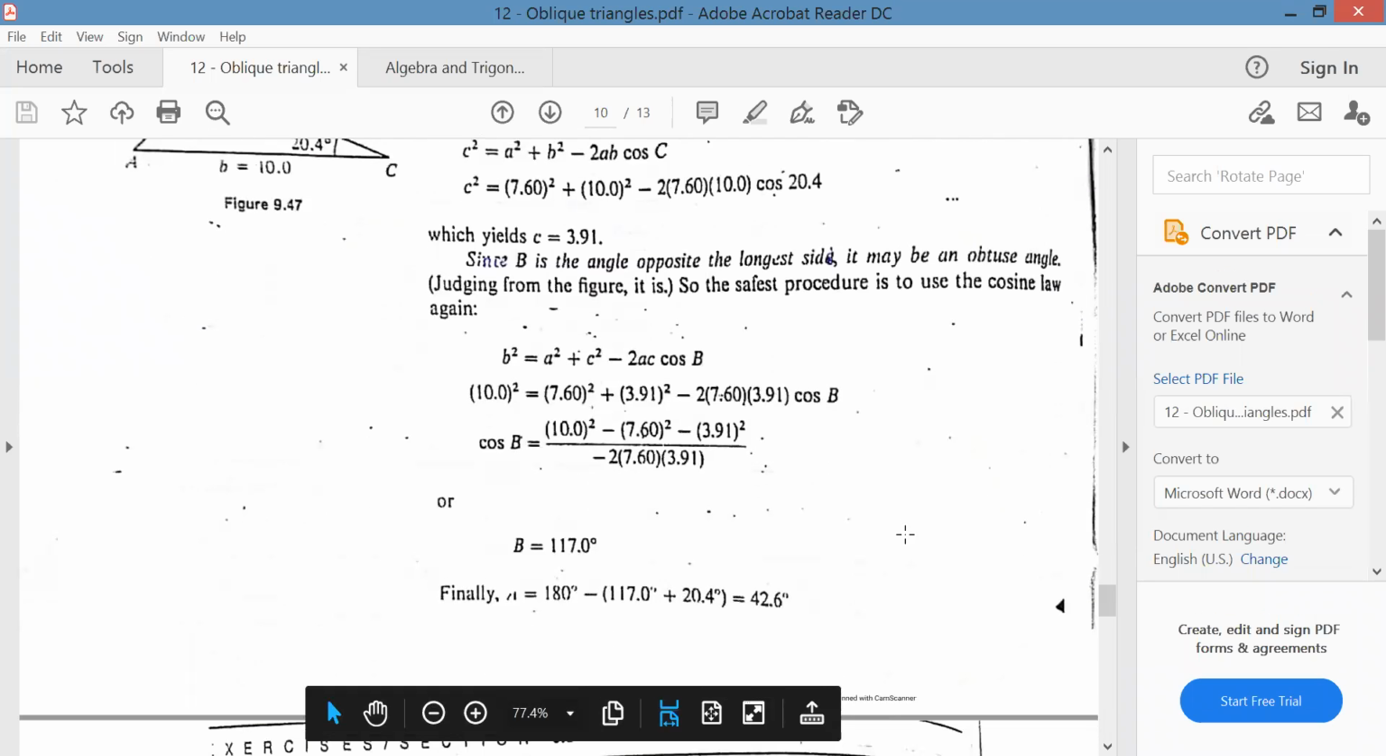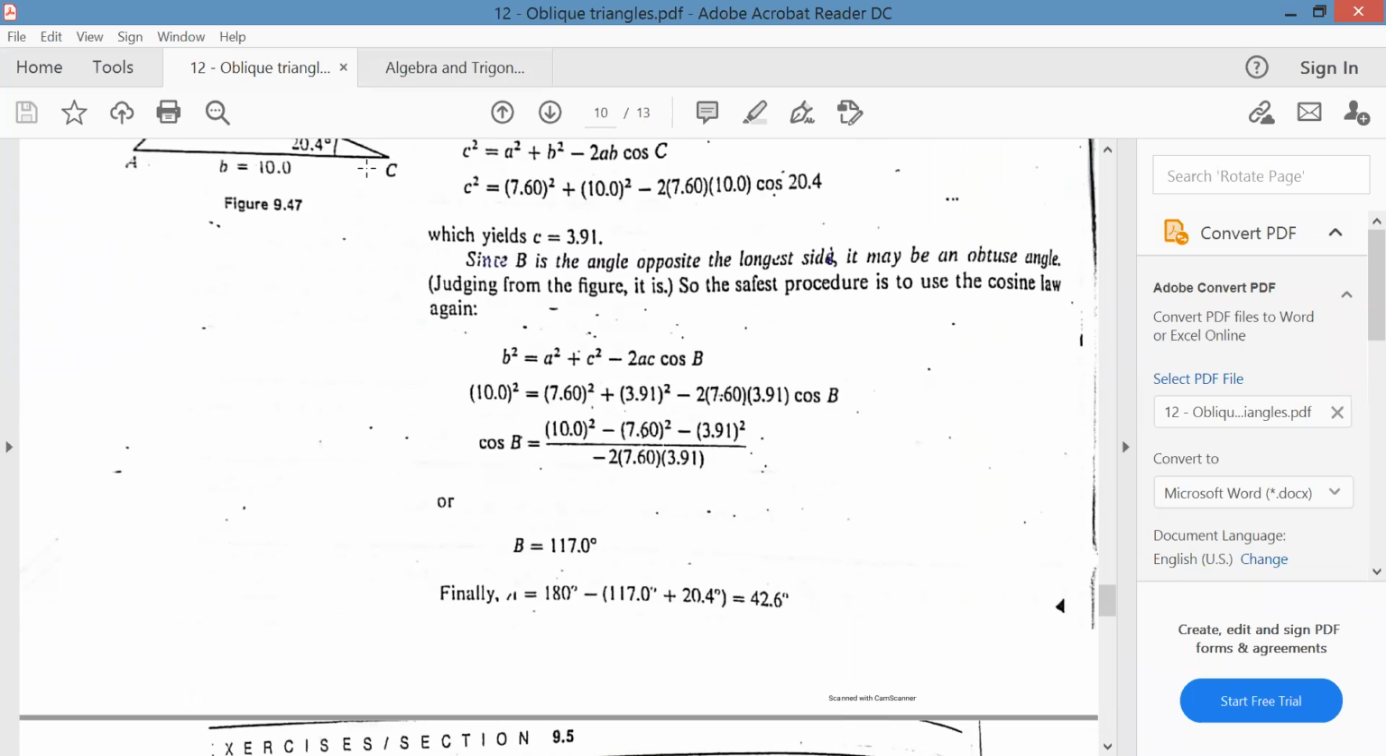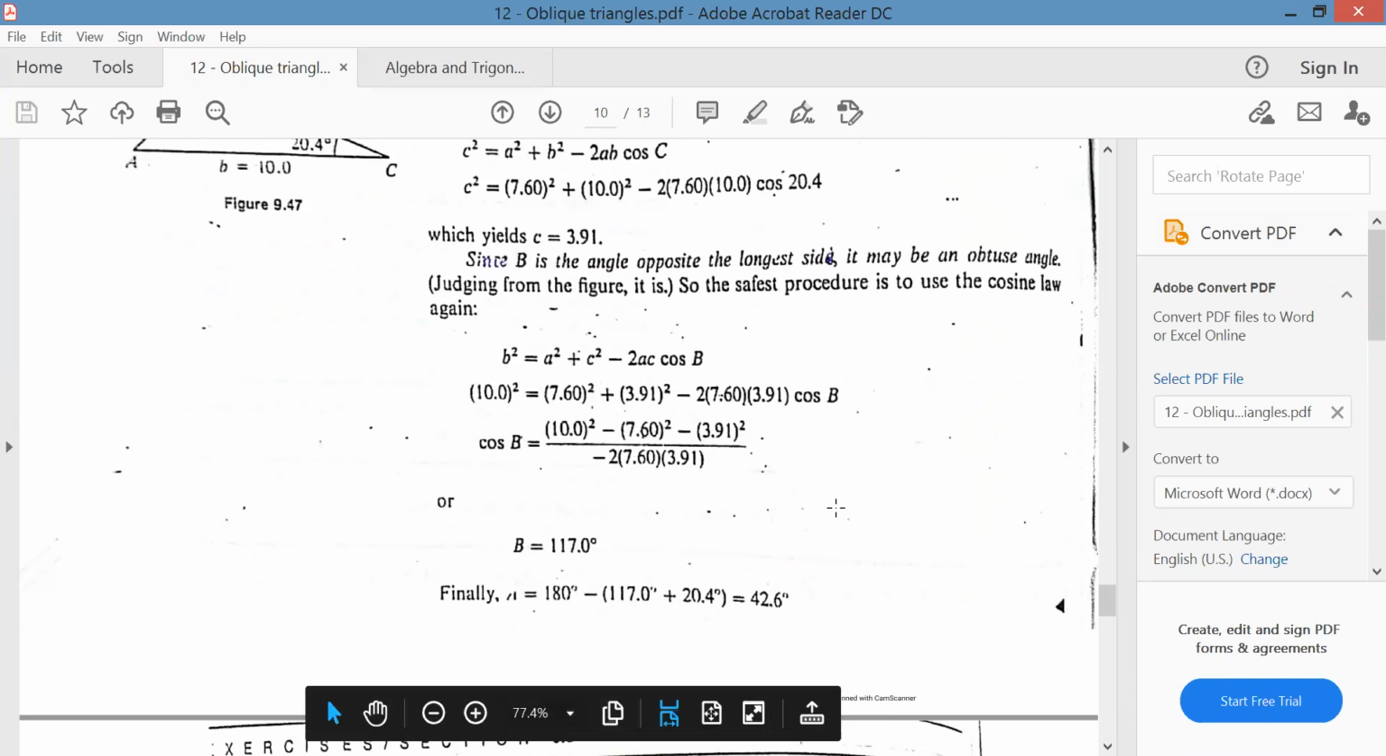The two of the angles you have got. Angle C was given, angle B you have calculated, and it's damn easy to find angle A. Angle A will be equal to 180 minus the sum of angle B and C. The sum is 117 plus 20.4 degrees. Add, subtract it from 180. The answer will come to be 42.6 degrees.